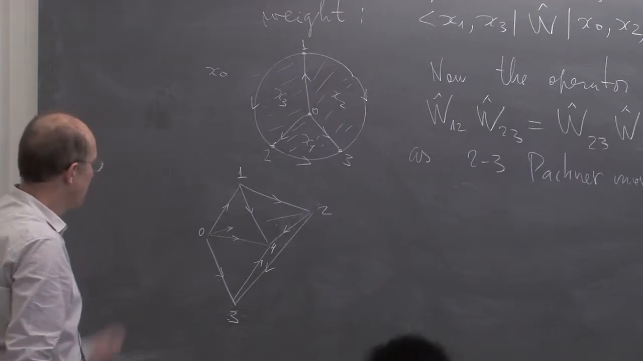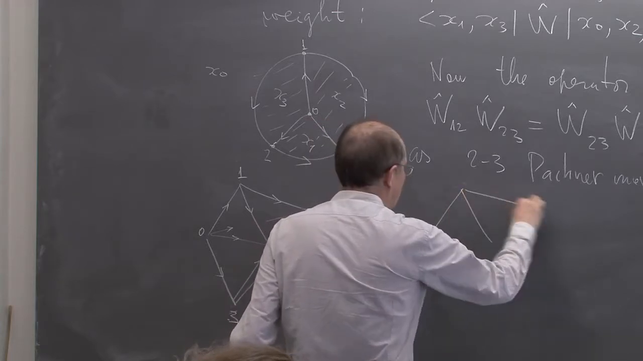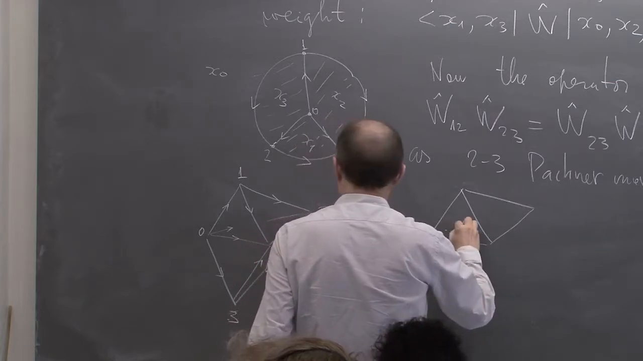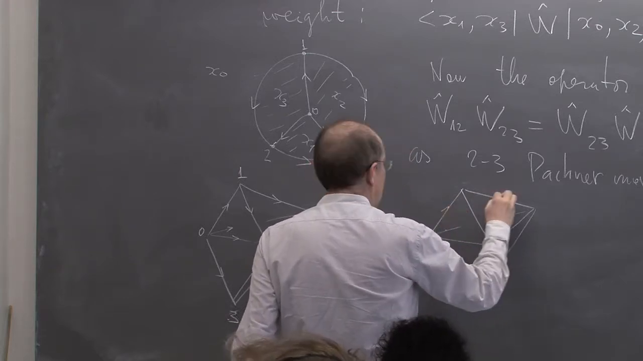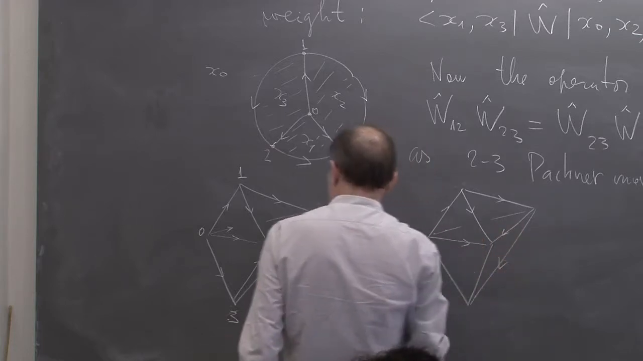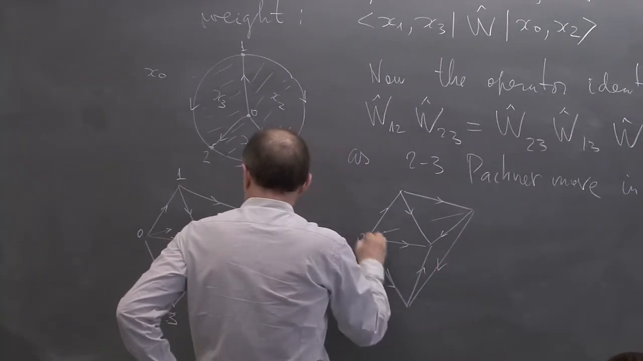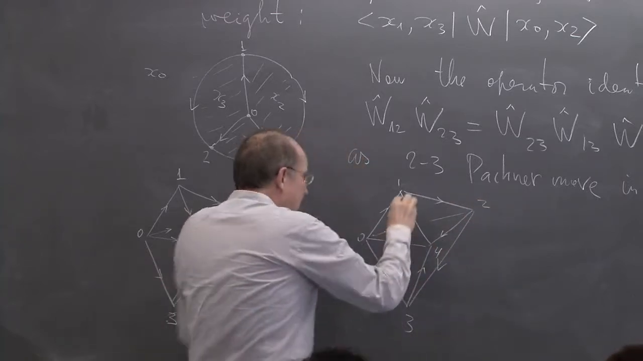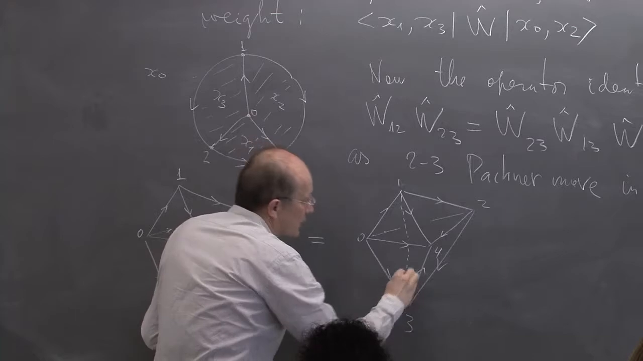Okay, so that's the left-hand side, and I redraw the same picture. Same picture. So 0, 1, 2, 3, 4. But this time I add one more internal edge, which sits like this.